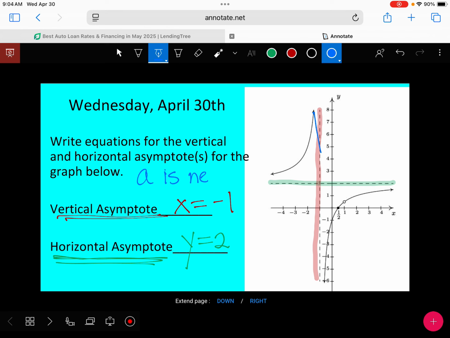Okay, so we only have one question to finish in our notes, and that's on page 13. So let's go to page 13 and do question 9. And then we're going to do the back side of the yellow paper that we started on Monday.